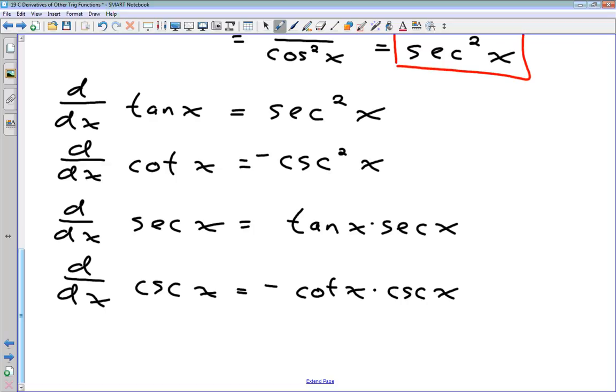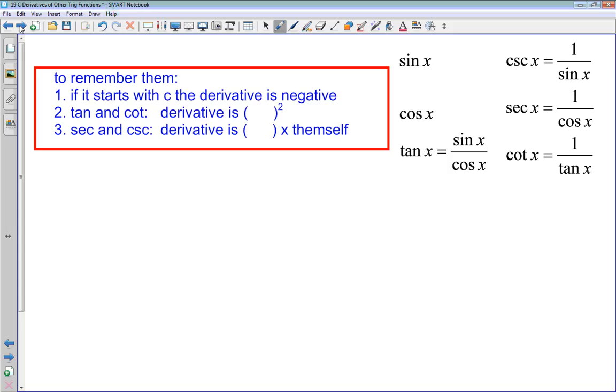Okay. So I'll just repeat them here on the next page. To remember them, if it starts with a c, the derivative is negative. Tan and cotangent, the derivative is something squared. Secant and cosecant, the derivative is something times themselves. And how do you know what that something is? Well, tan and secant go together. Cotangent and cosecant go together.